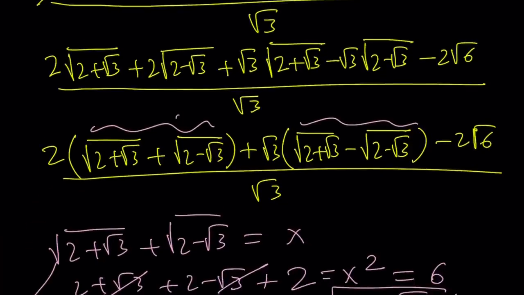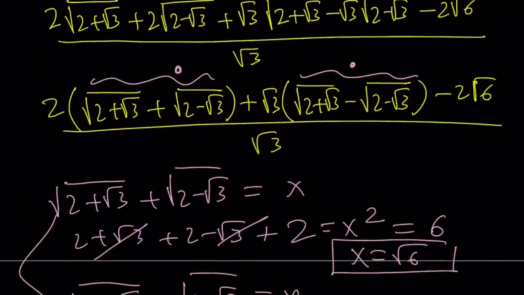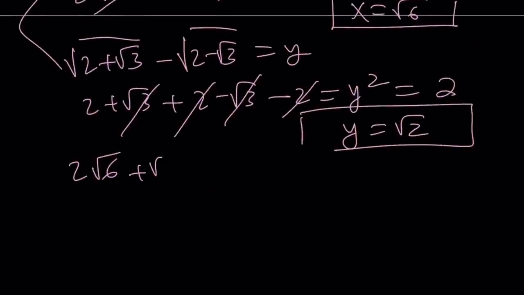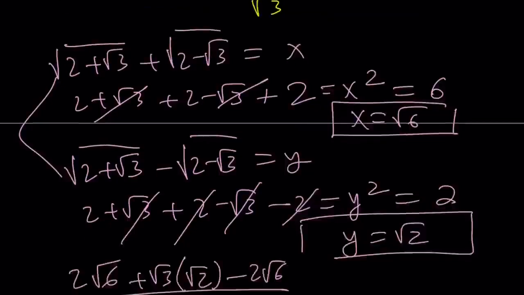Now we can go ahead and substitute them here. So I have 2 times root 6, which is the first one, right? 2 times root 6. And then plus root 3 times root 2, which is the second one, the difference, minus 2 root 6, divided by root 3, which is the bottom, right?